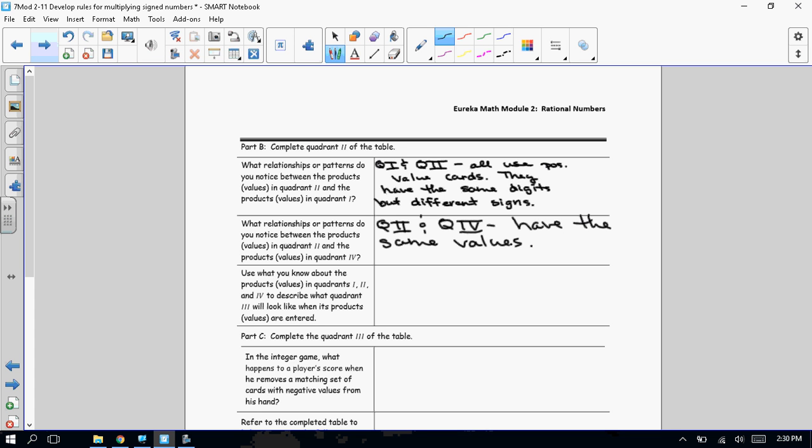Everything's the same. It's not like, oh yeah, these were positive, these are negative. No, everything's identical. The same digits, the same signs, everything. Okay?